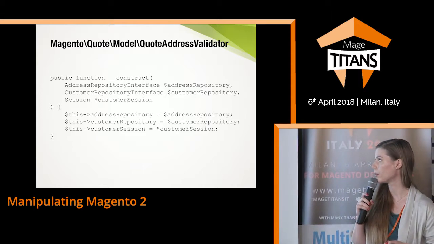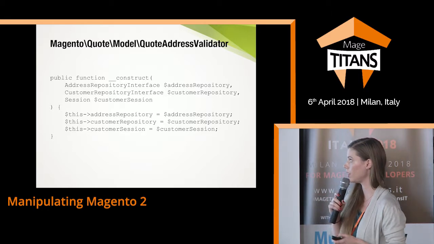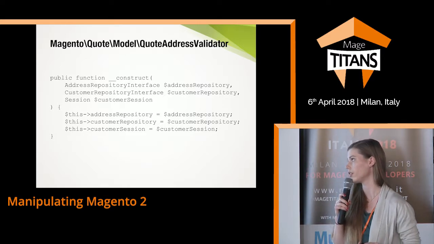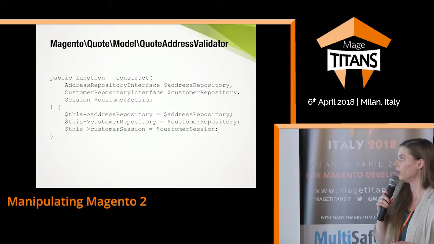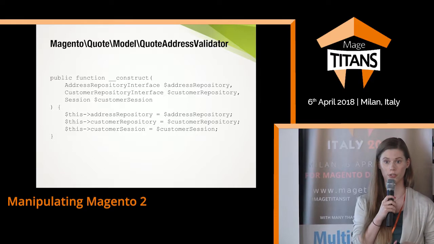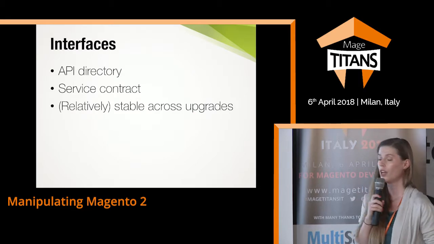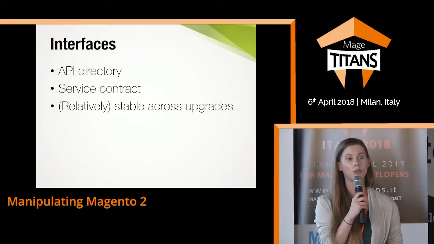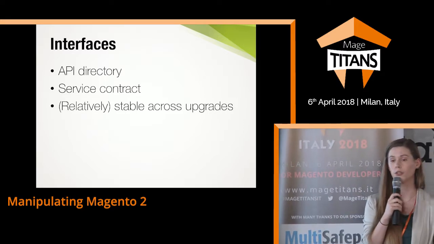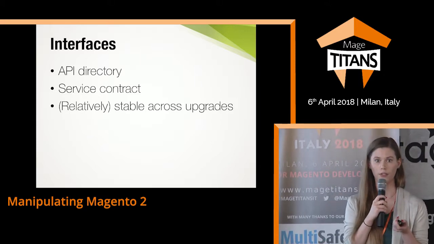This is a little code example from the core, in the address validator. This is the constructor, and as you can see, it has three dependencies: the address repository interface, the customer repository interface, and a session. One thing to note here is that two interfaces are injected. Interfaces are a very important concept in dependency injection in Magento. If you open any Magento module, you will see an API directory, and if you open this directory, you'll find a list of interfaces. These interfaces are actually the service contract you have with this module.